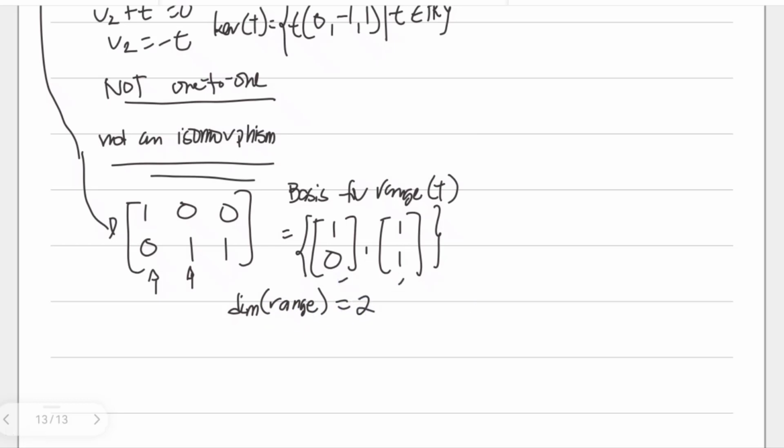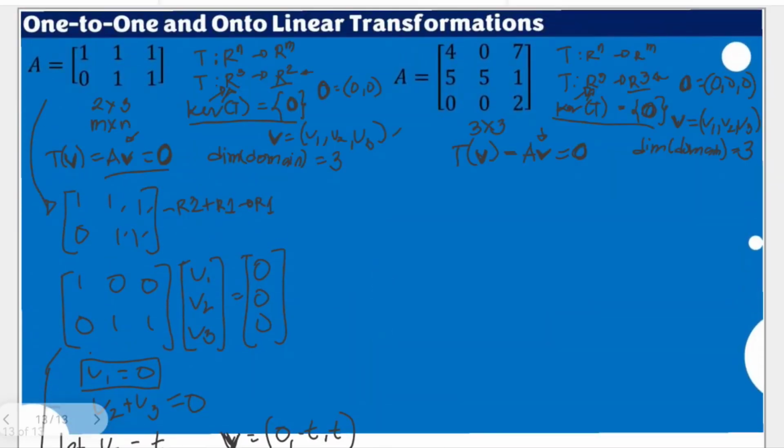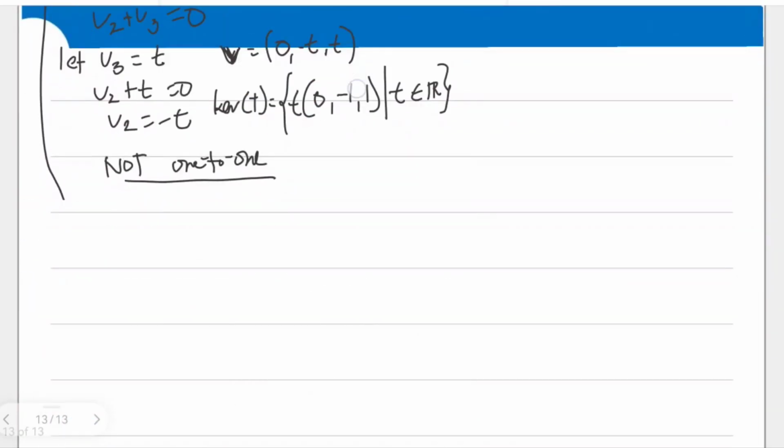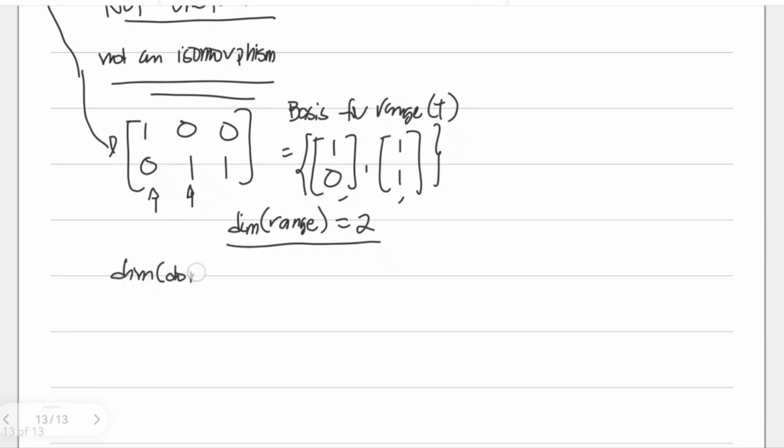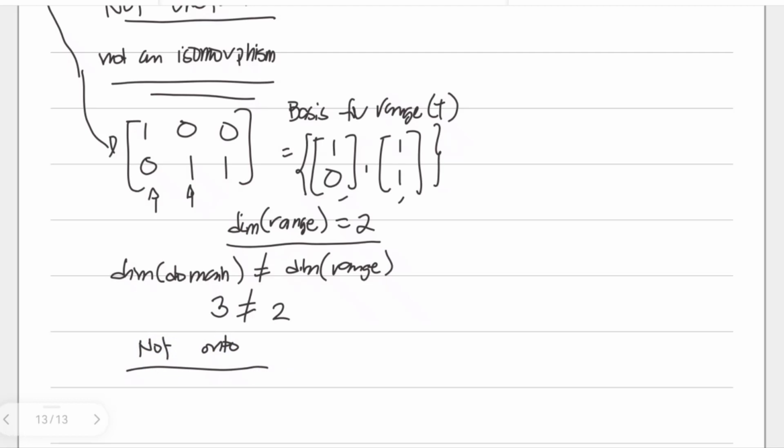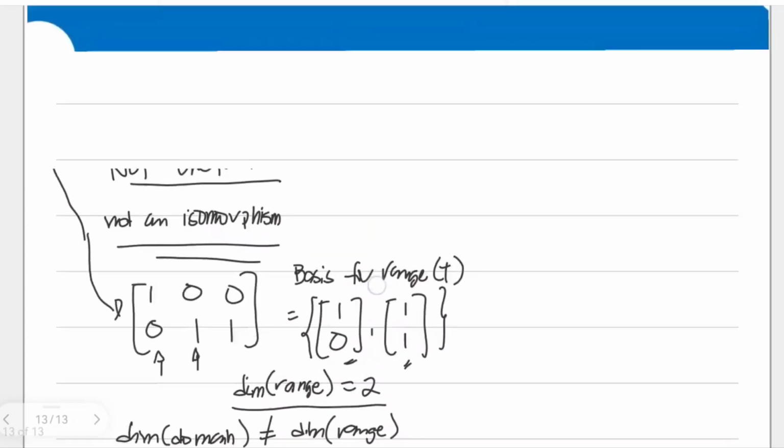Now looking back at the dimension of our domain, which is 3, it is not equal to the dimension of our range, because 3 is not equal to 2. This means that this is also not onto, because it should only be an onto linear transformation if the dimension of your domain is equal to the dimension of your range. And since our range here only contains 2, that's why it's no longer onto. So for our first example, it's not one-to-one, it's not an onto linear transformation, and of course automatically it's not an isomorphism because it doesn't fit all the criteria.